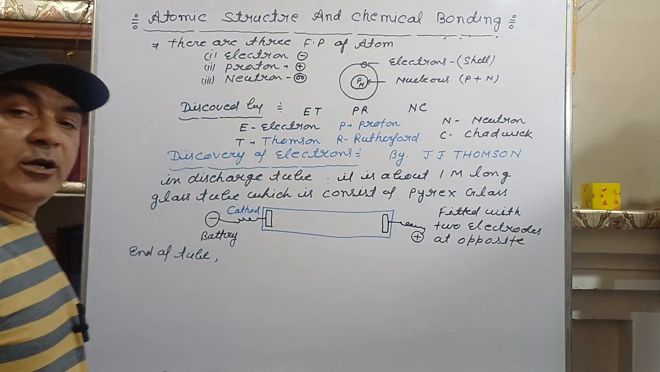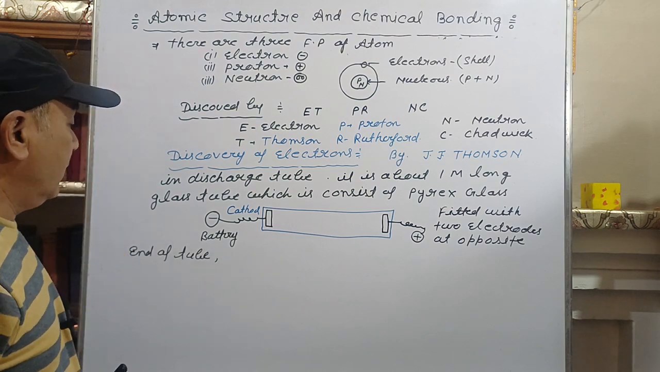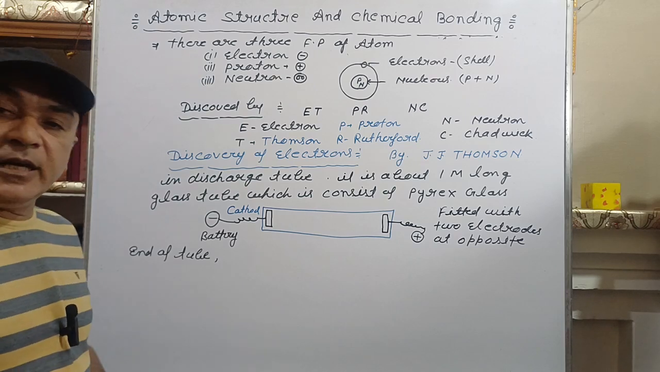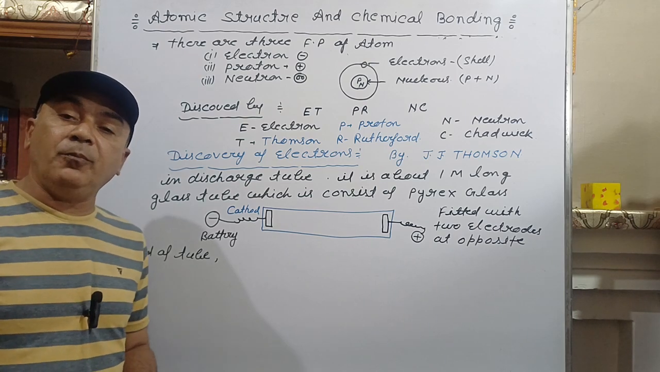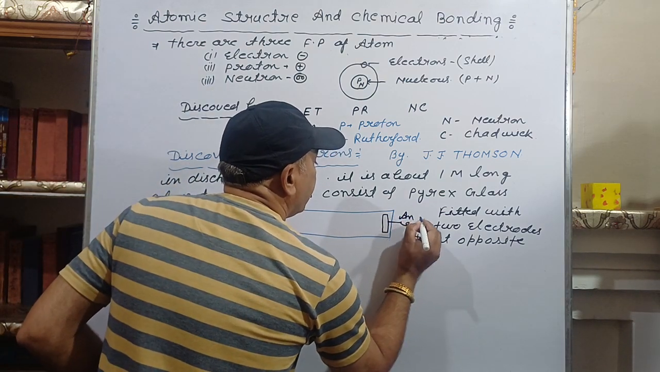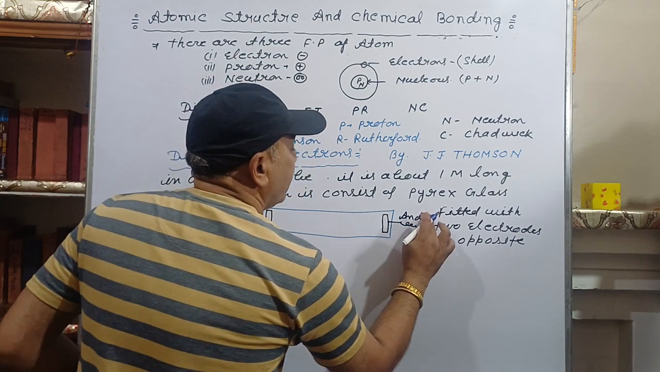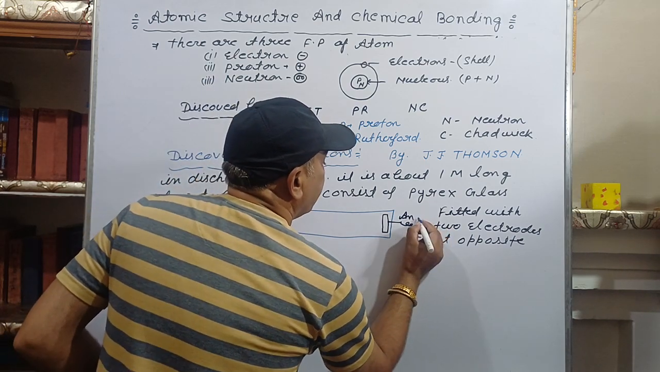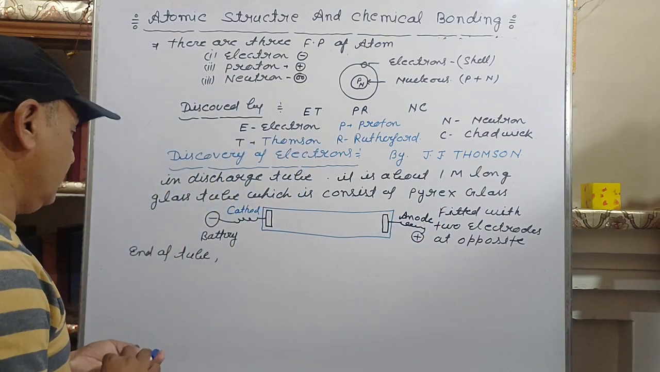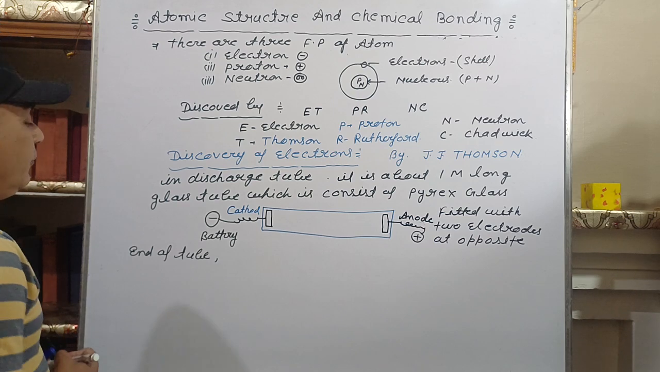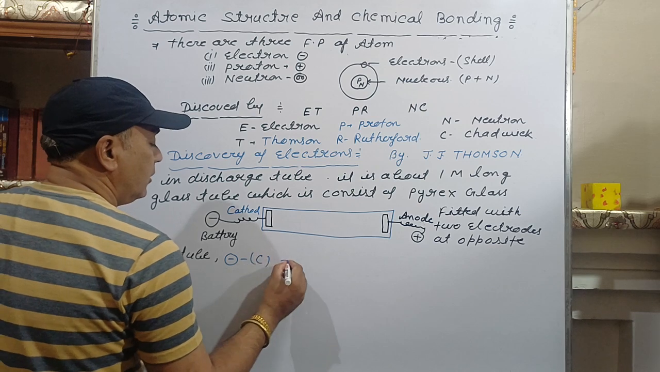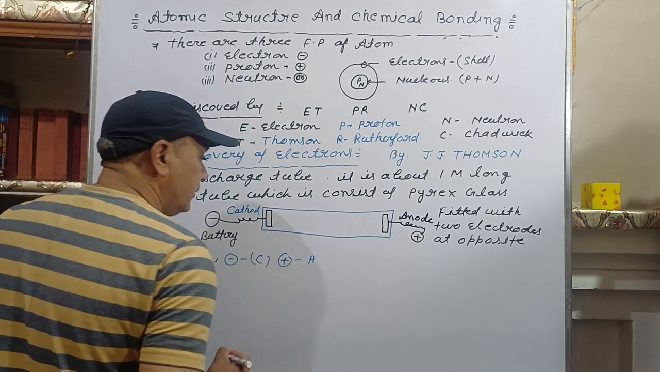These electrodes are actually metallic rods. These are the cathode and anode. The cathode is negatively charged because it is connected with the negative terminal of the battery, while the anode is positively charged because it is connected with the positive terminal of the battery. Negative terminal, cathode; positive terminal, anode.